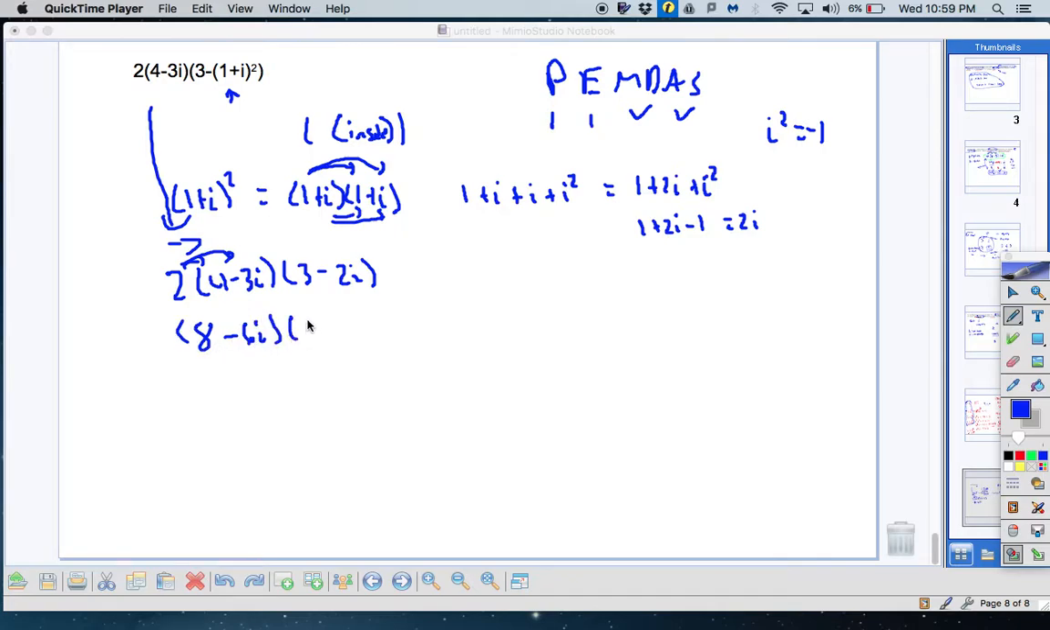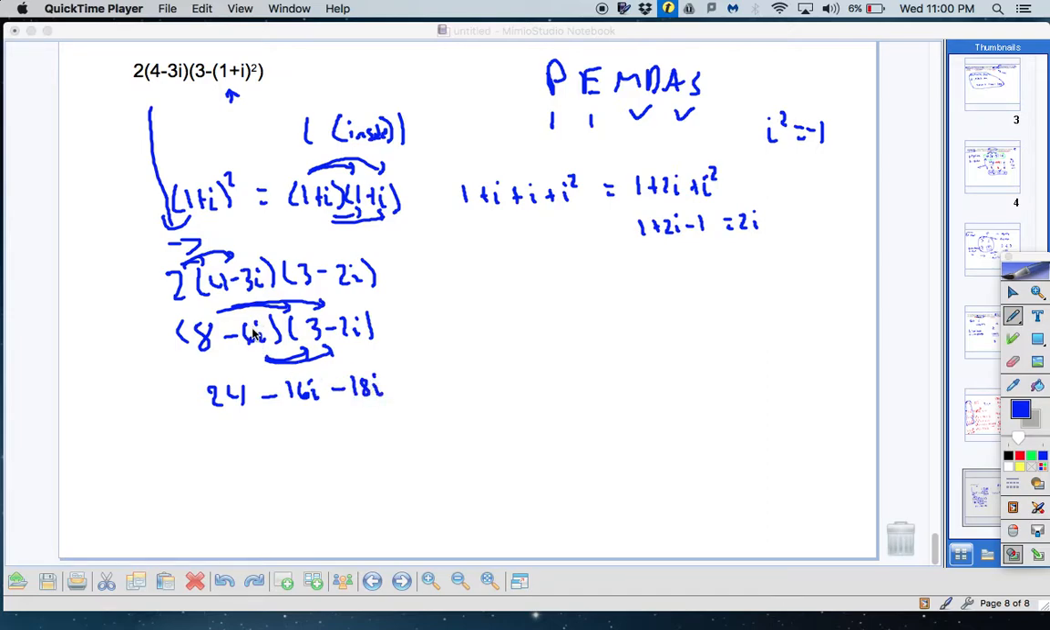And now we've got one more thing to multiply. We're going to multiply this one by this one, so we're going to go 8 times 3, because we're using the distributive property again. So 8 times 3 is going to be 24. 8 times negative 2i is negative 16i. And then we're going to go back. And negative 6i, don't forget the minus sign, it stays with the negative. So negative 6i times 3 is going to be negative 18i.